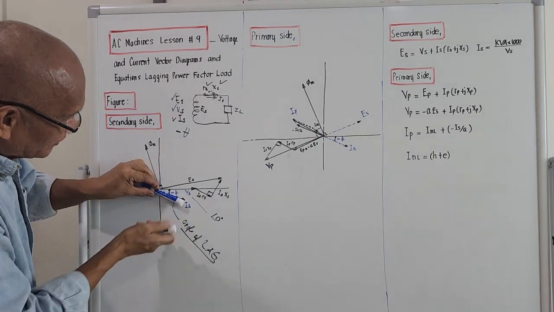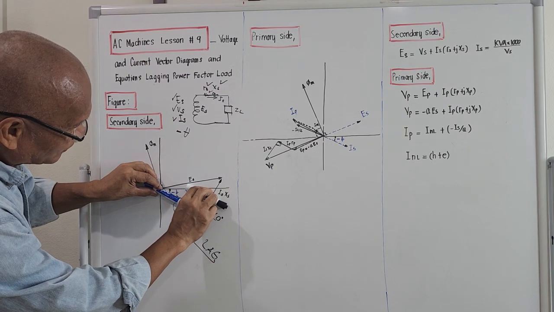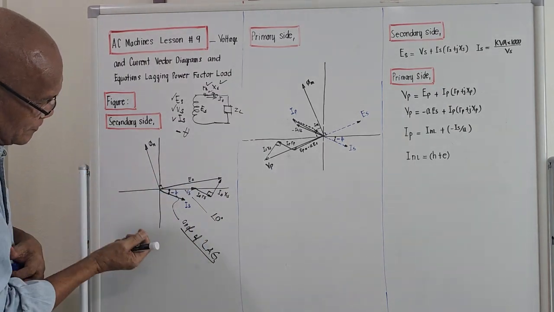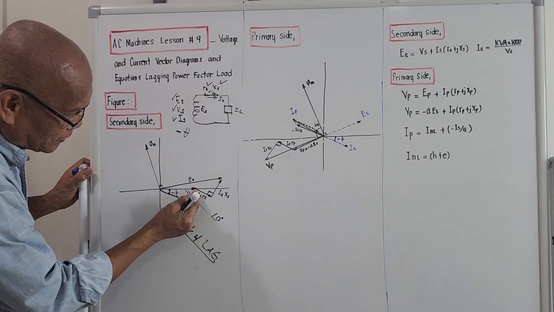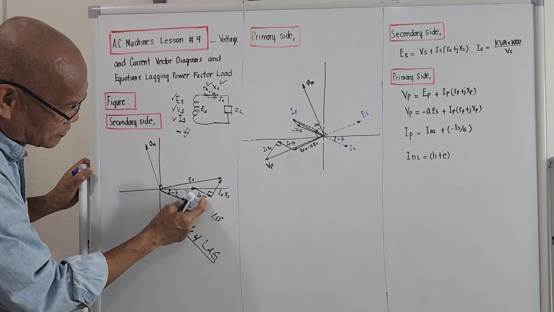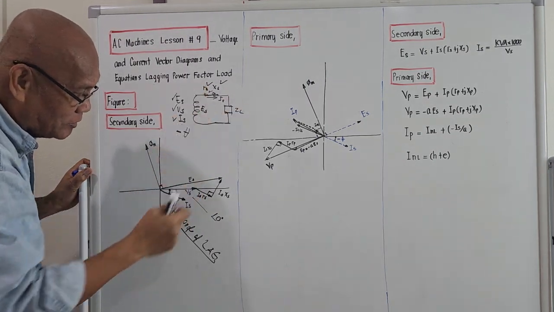This is I sub S, and the drop due to the resistance is this one. They are in parallel, okay? So this one is parallel with this voltage drop, because the product of I_S R_S is actually the drop due to the resistance of the coil.